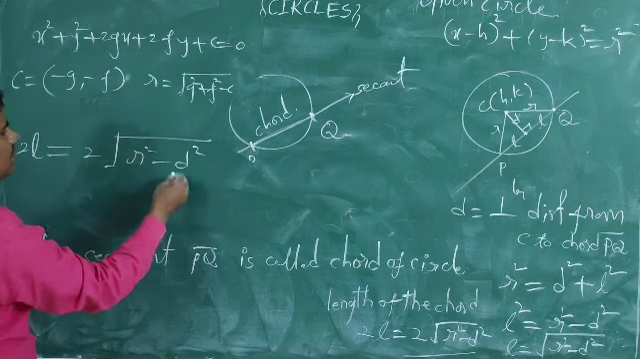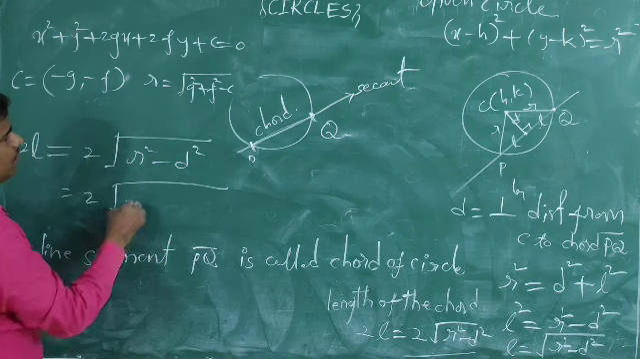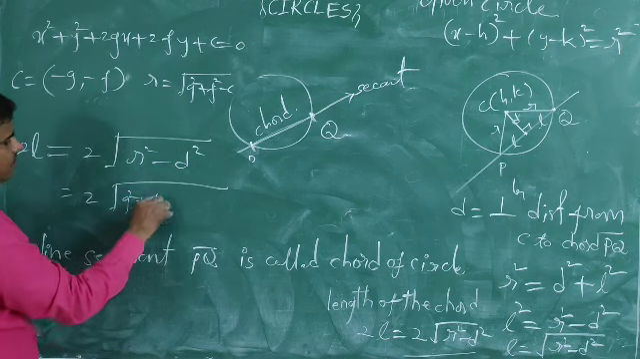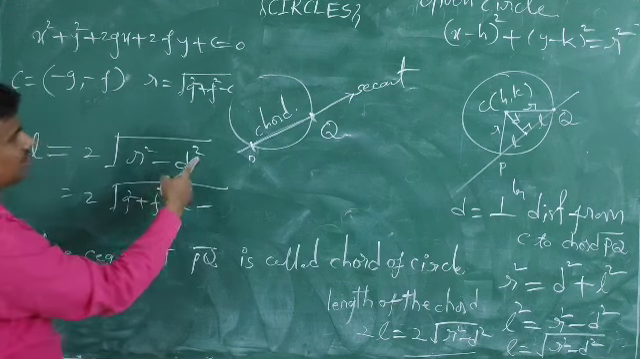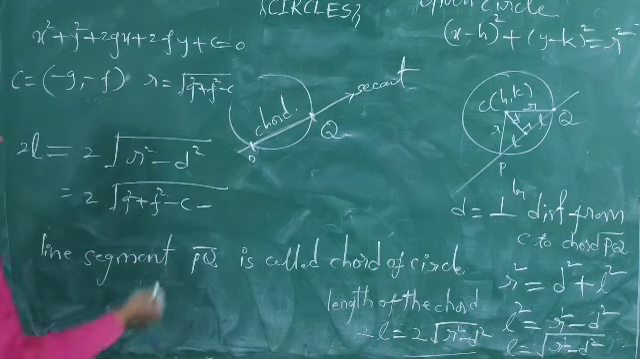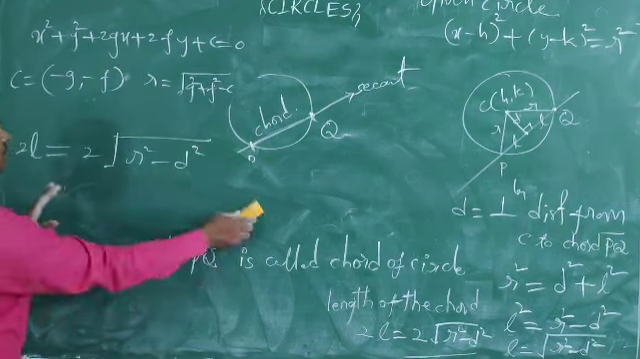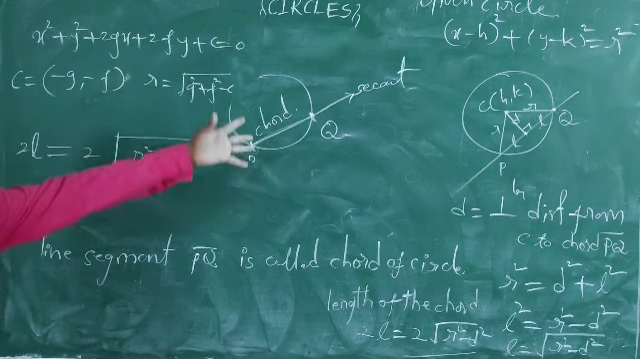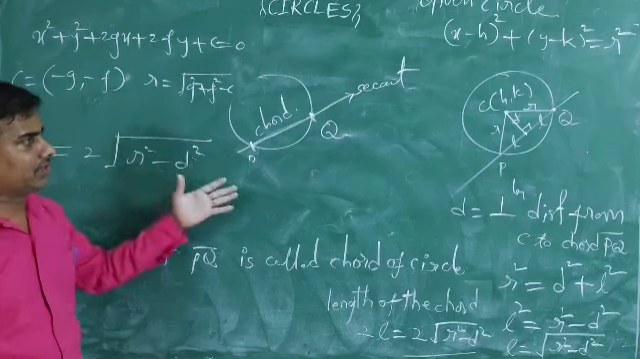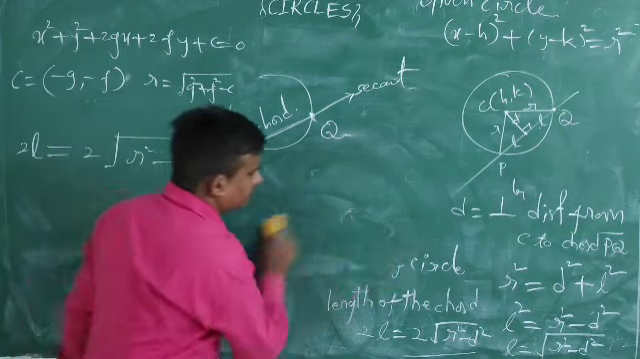Here r square is g square plus f square minus c, and d is the perpendicular distance from the center to the line. We need not follow that in detail. It is enough to follow the formula 2 into square root of r square minus d square. This is the length of the chord, and these are the definitions of the secant line and chord. And now we have to go for another one.